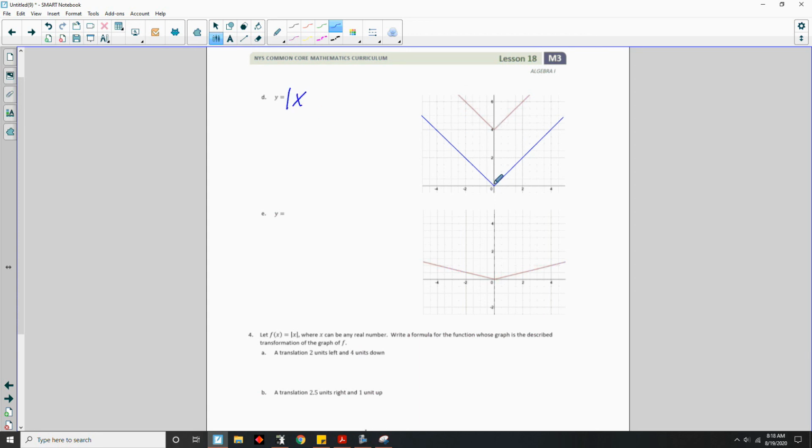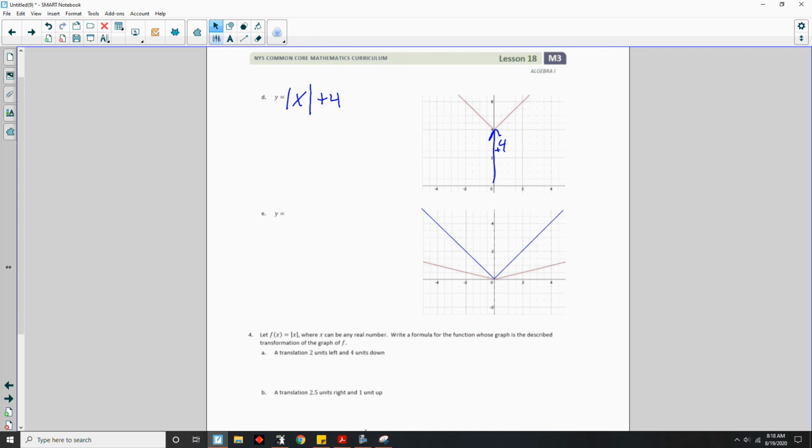It is a shift up 4 positive direction. So that's going to be outside the absolute value bracket. So y equals the absolute value of x plus 4. So if I substitute in 0, the absolute value of 0 is 0 plus 4 is 4. When x is 0, y is 4. Okay, the next one, let me move the parent down to here. That's f of x.